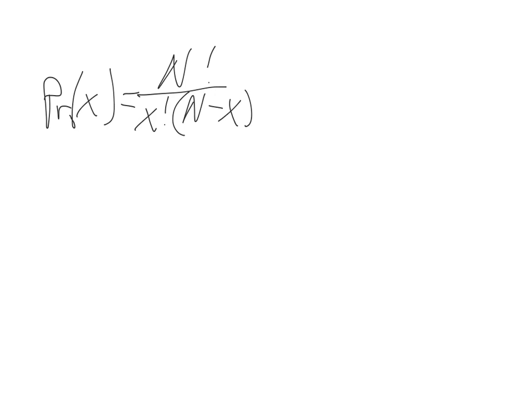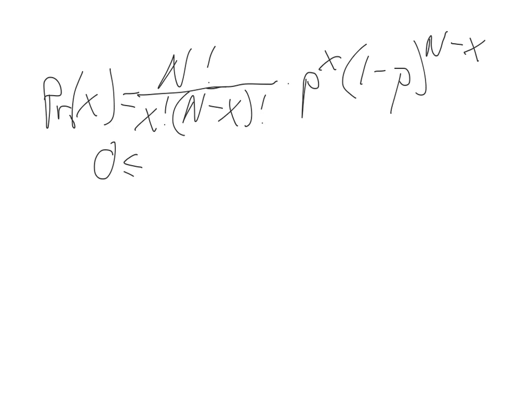Here. The probability of x is equal to n factorial over x factorial times n minus x factorial times lowercase p to the x times 1 minus p to the n minus x. Don't panic on me. And x runs from 0 to n inclusively. P runs between 0 and 1.